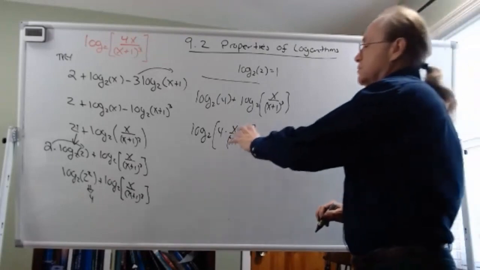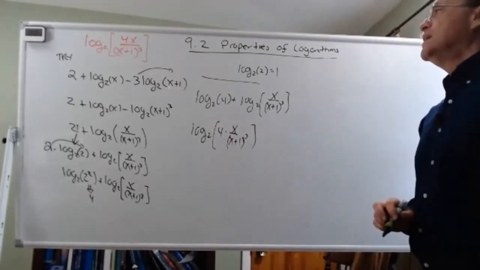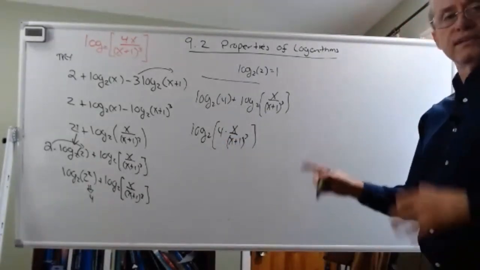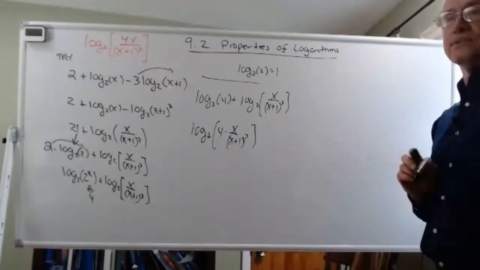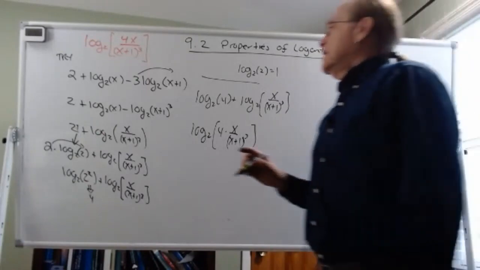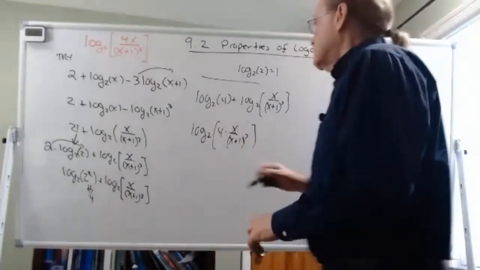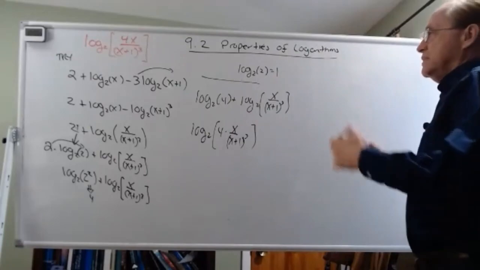So now I've written it in terms of a single logarithm. Now the purpose of this is what we're really driving at, because the next section talks about logarithmic equations. So let's go into the next thing. 9.2 is properties of logs.